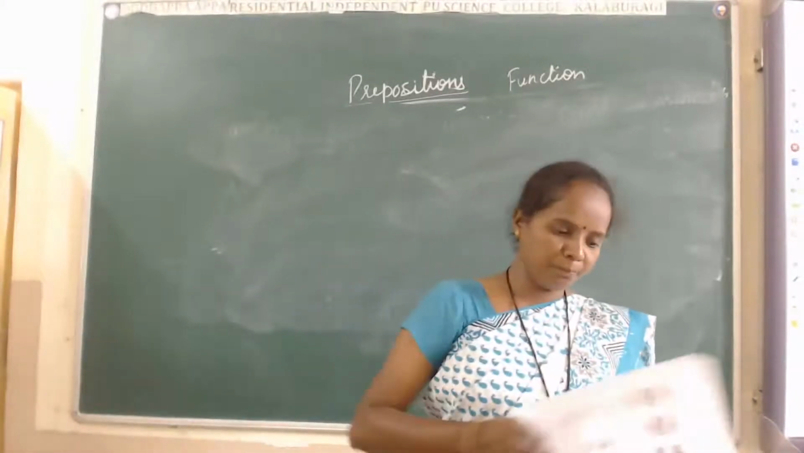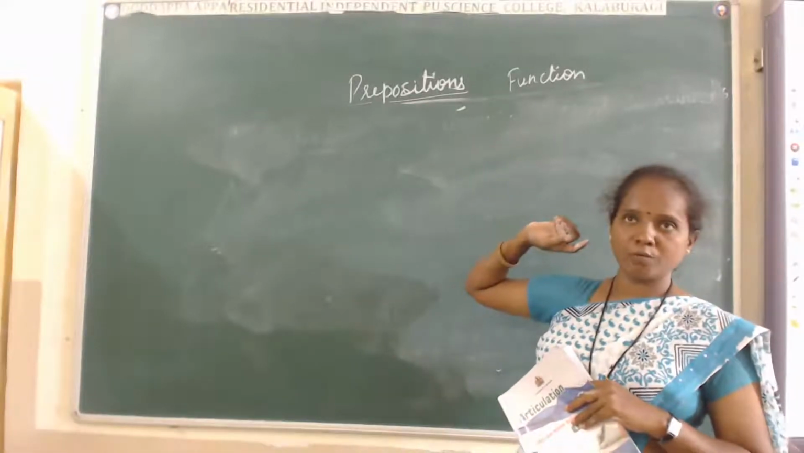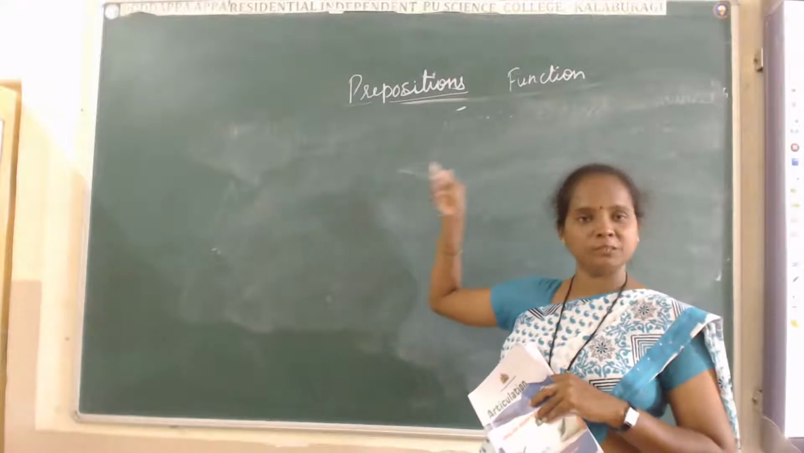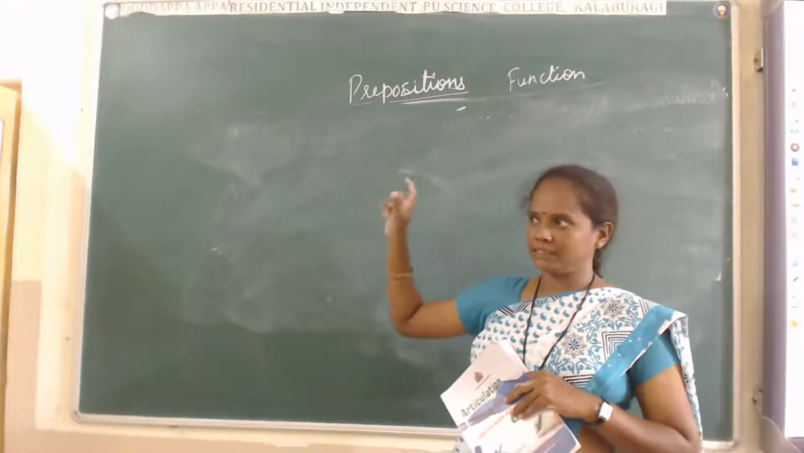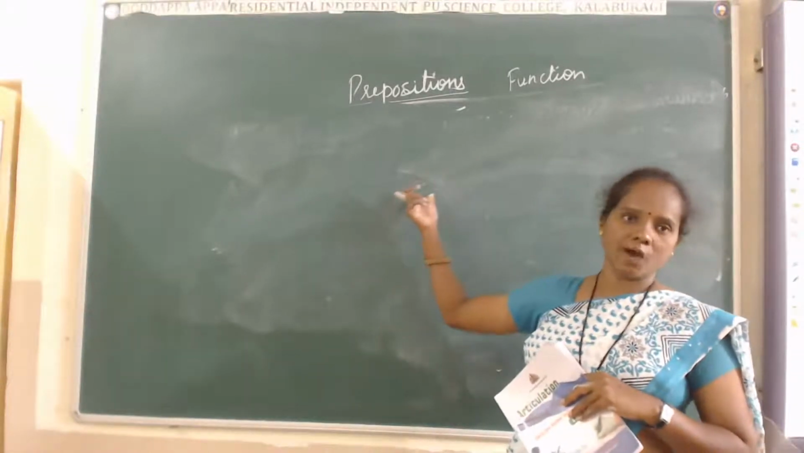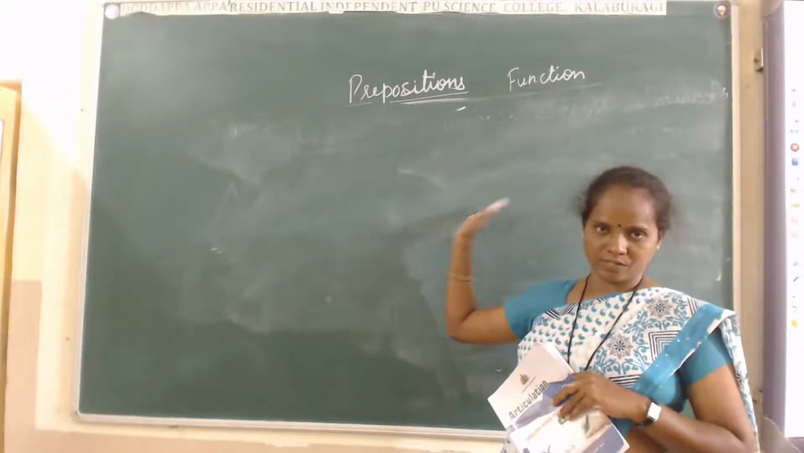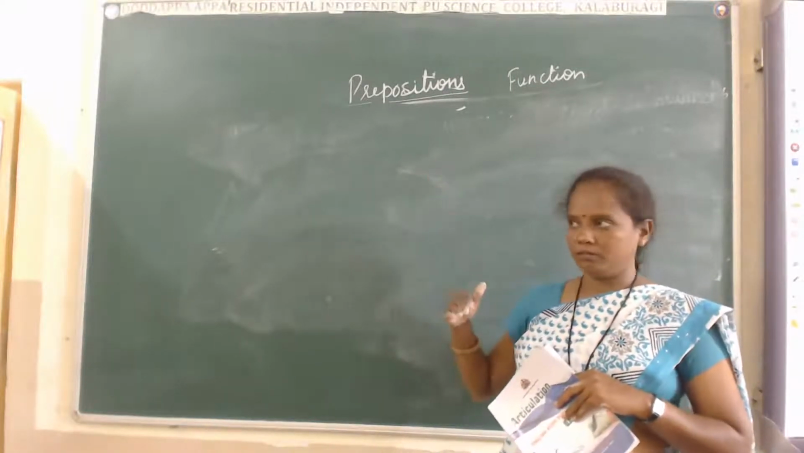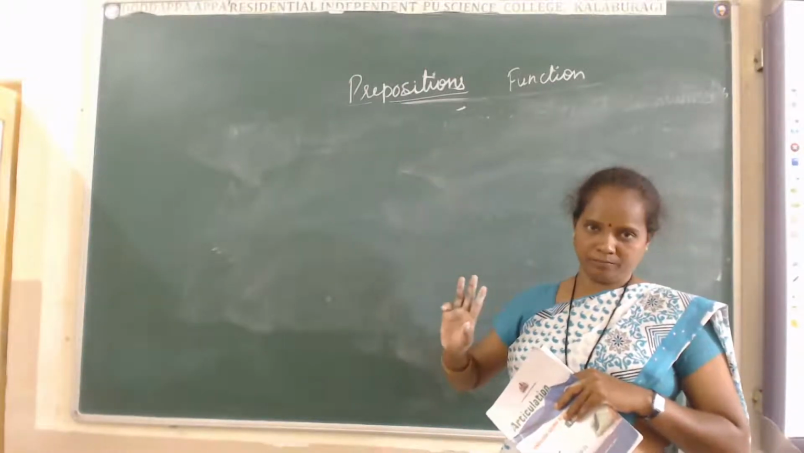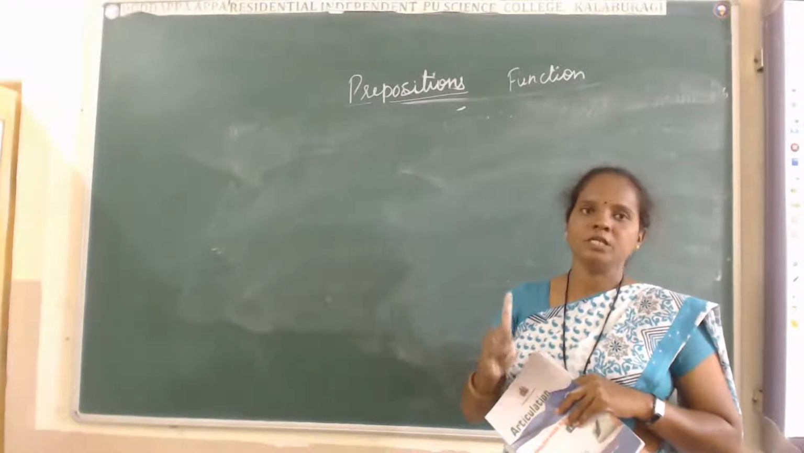Now shall I brush it up once again? Preposition is a combination of two words: pre means before, position means placement. Placing a preposition before nouns or pronouns, it connects the noun and pronoun and gives meaning to the rest of the sentence. According to function, we categorize into three: preposition of time, preposition of place, preposition of movement.